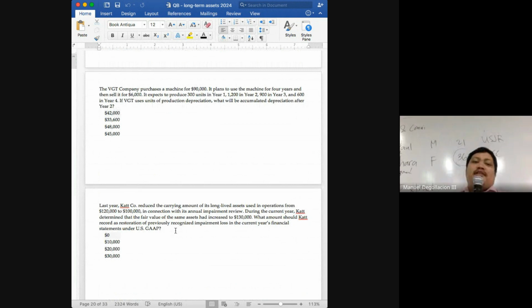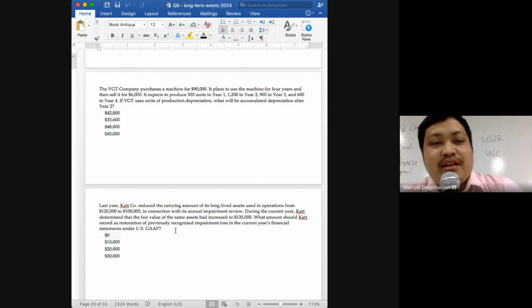Plus the total capacity is 3,000. How did we get 3,000? 300 in year 1, 1,200 in year 2, 900 in year 3, and 600 in year 4. If you're trying to look for the accumulated depreciation, you get the depreciation in year 1 and year 2. How do you solve for the depreciation in year 1? That would be 300 over 3,000. How do you get the depreciation expense in year 2? That would be 1,200 divided by 3,000. To what amount will you multiply those fractions? You multiply it with the depreciable cost. How much is the depreciable cost? 90 minus 6. That will give you 84.